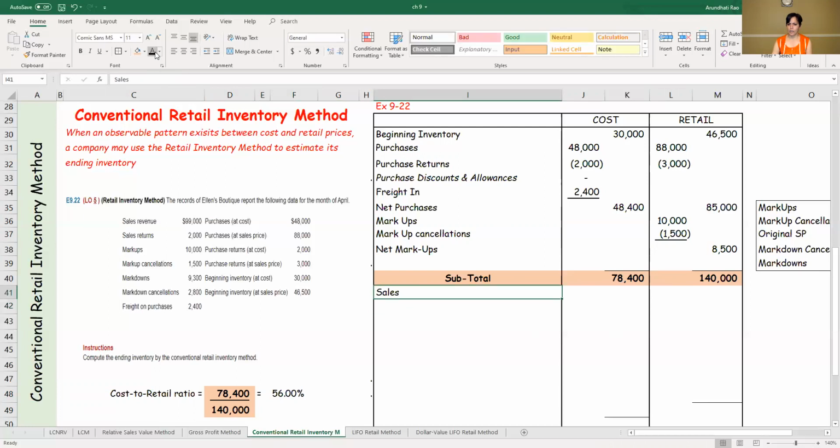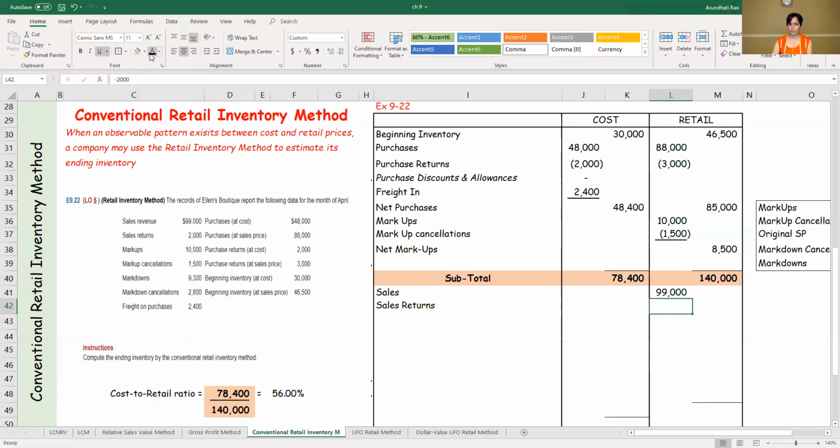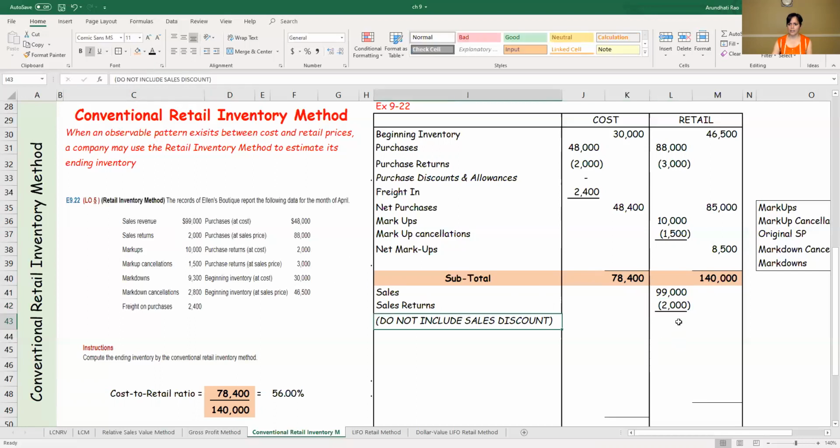Obviously, I sold some of it. Okay. Now this is not going to appear in the cost column. It's only going to appear in the retail column. The sales were 99,000. Then I had sales returns. Again, it's only in the retail column. It's 2,000, giving me net sales. And I made a note over here, which again I had to come back to.